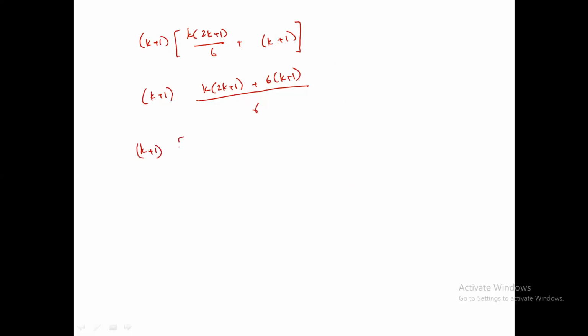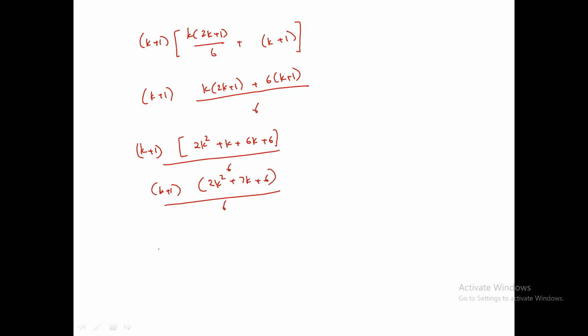Simplify it further. 2k square plus k plus 6k plus 6 by 6. Or (k plus 1) into (2k square plus 7k plus 6) by 6. Or (k plus 1) into, factorize it. When you factorize it, you will have (k plus 2) into (2k plus 3) by 6. This is the answer for left side.